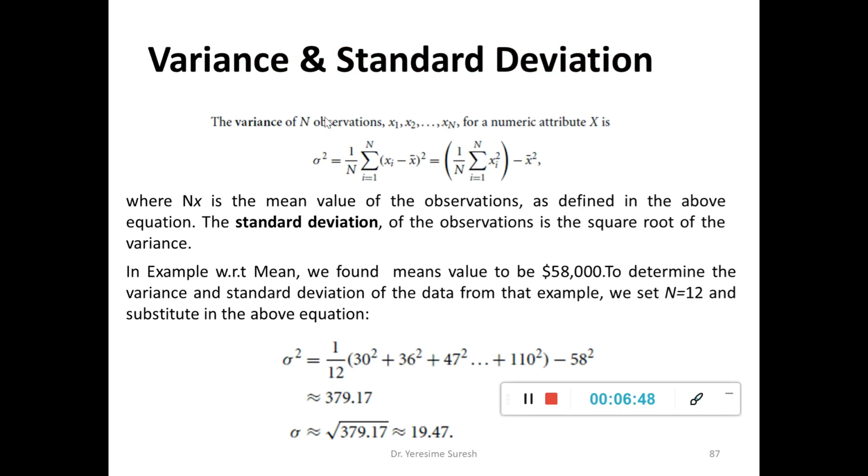The variance for given n number of examples is nothing but the first thing is I find the mean value and I subtract the mean value from the given instance with respect to the total number of observations. Sigma square is your variance, and if I take the square root of your variance, I'll get the standard deviation.